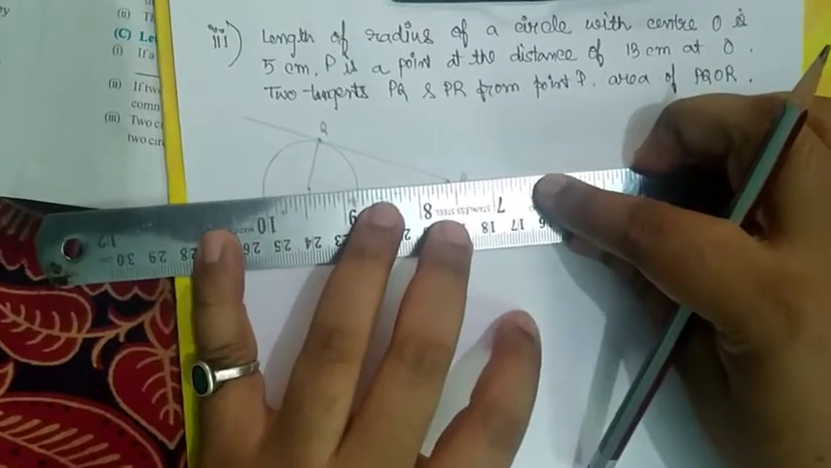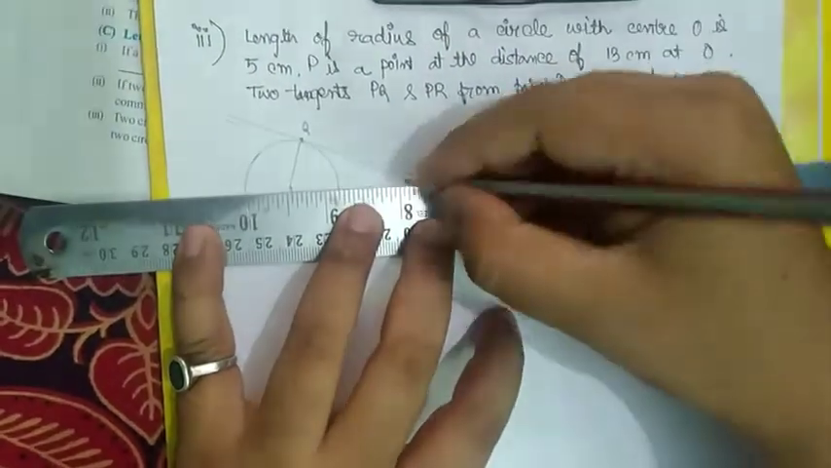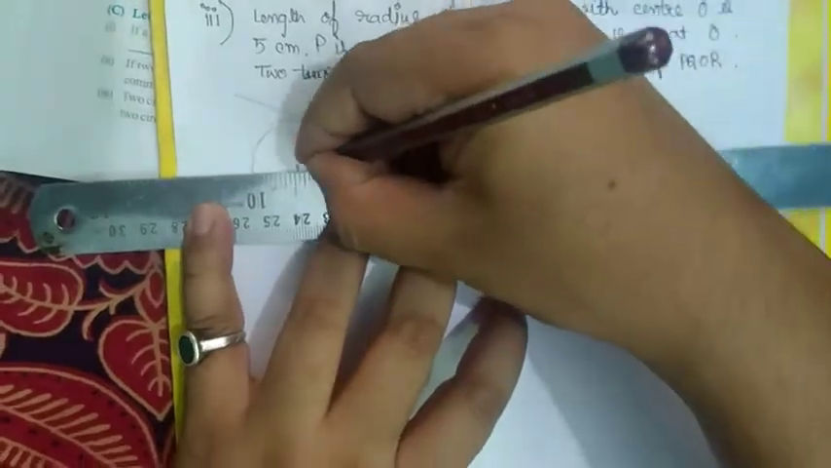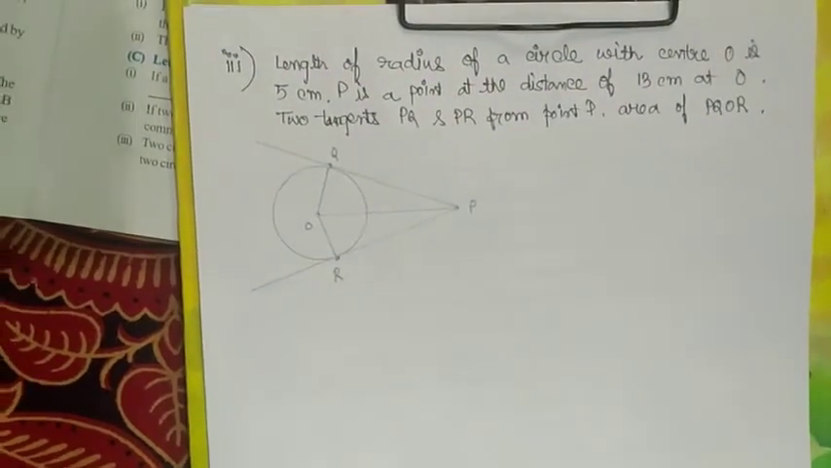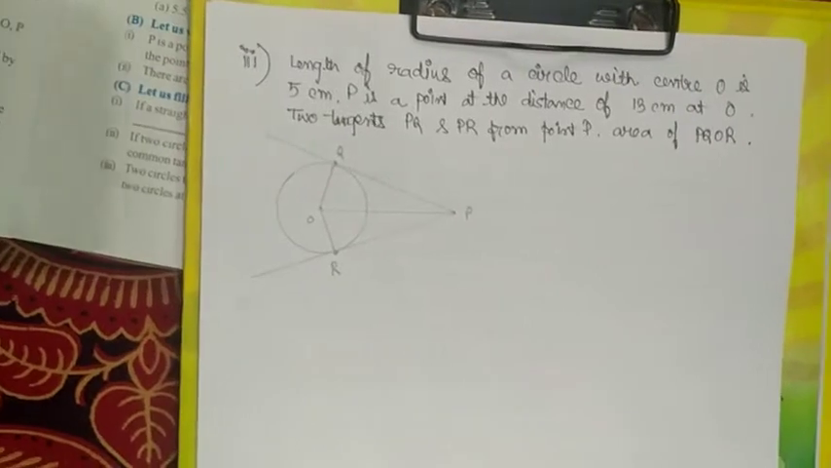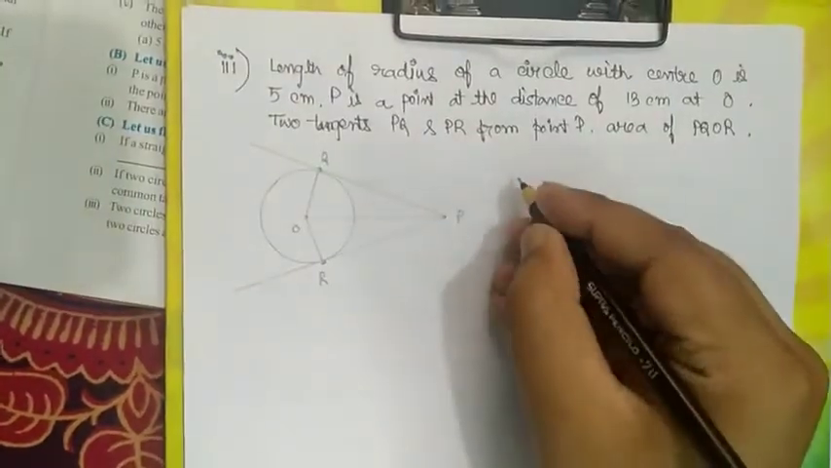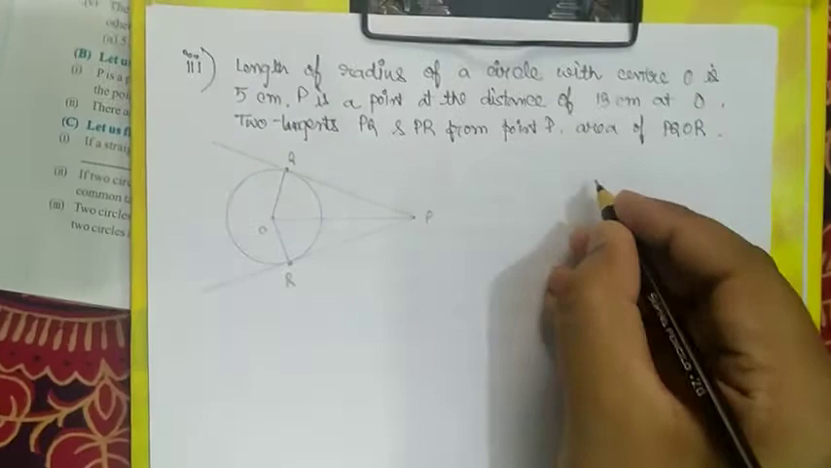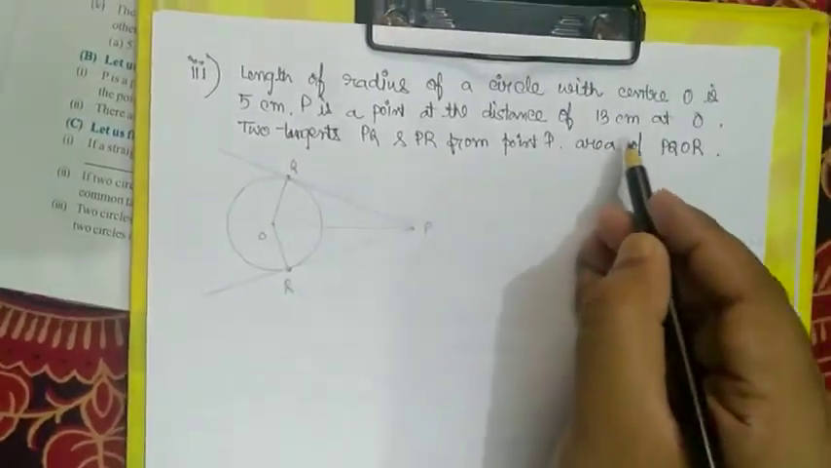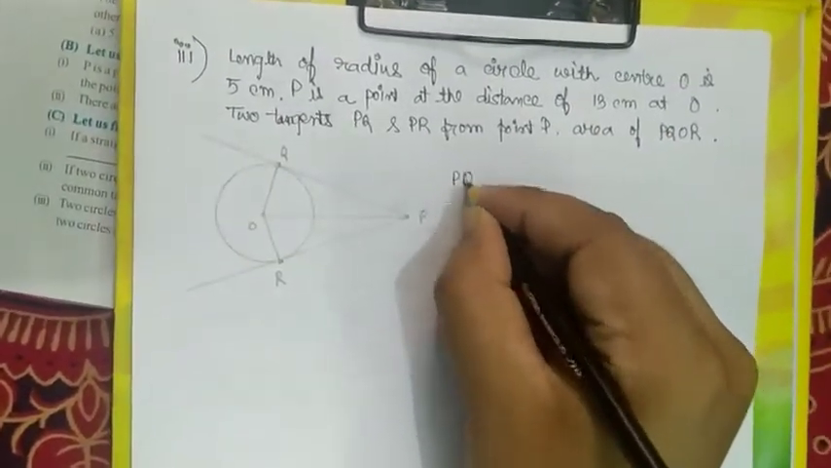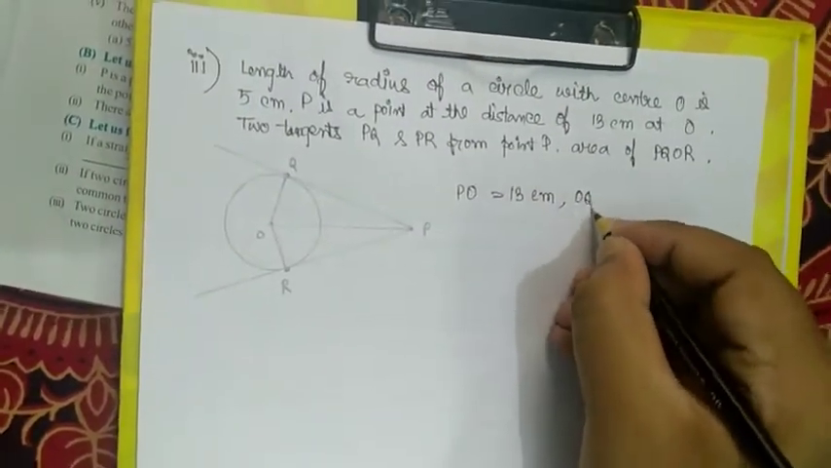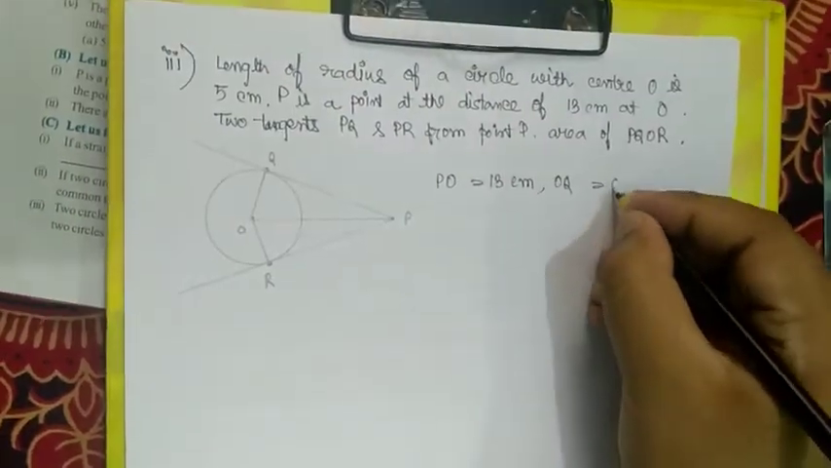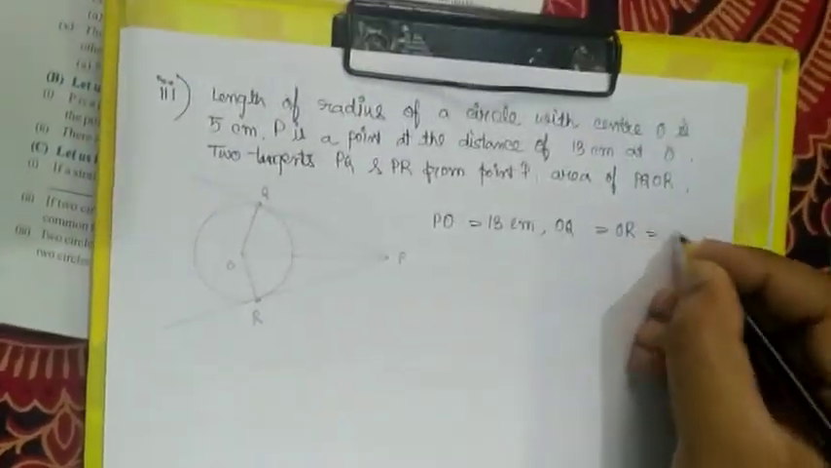The question is like the sum number 11 part 1, but there we have to draw one tangent. Here we have to draw two tangents, but the remaining sums are equal. Remaining procedures are always equal. Here we know P is a point at a distance of 13 cm from O, so therefore PO equal to 13 cm and OQ equal to OR, both are radius. We know that OQ and OR both are 5 cm.